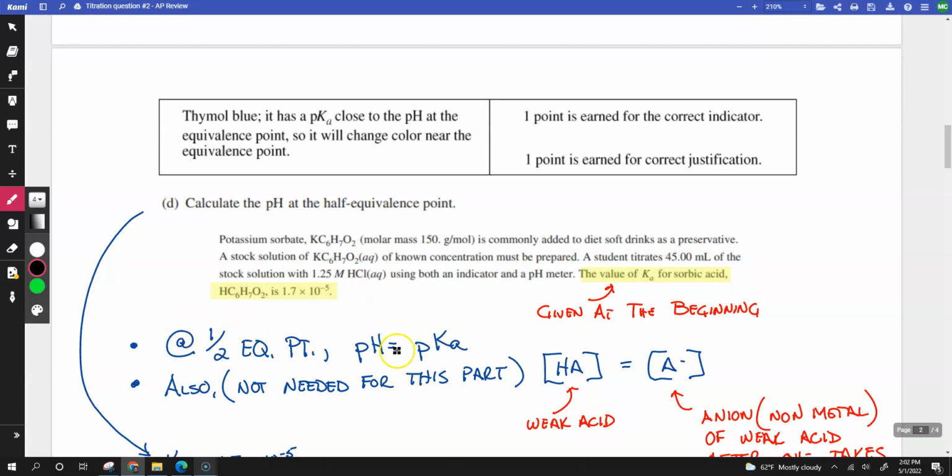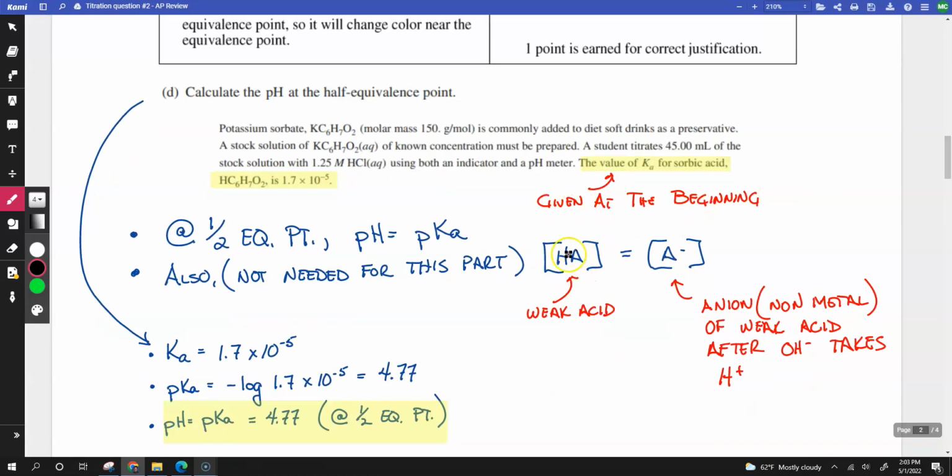Also at this half equivalence point, the question doesn't ask it yet, but we know that the weak acid is equal to the anion, or the hydrogens that have been ripped off of this weak acid, and that's how much of that remains. Now again, this is if we start off with a weak acid. We are not. We're starting off with a base here, but it's asking us a question about this. So if we know the Ka is 1.7 times 10 to the negative 5, the pKa is the negative log of 1.7 times 10 to the negative 5, 4.77. That is our pH at the half equivalence point for this question.